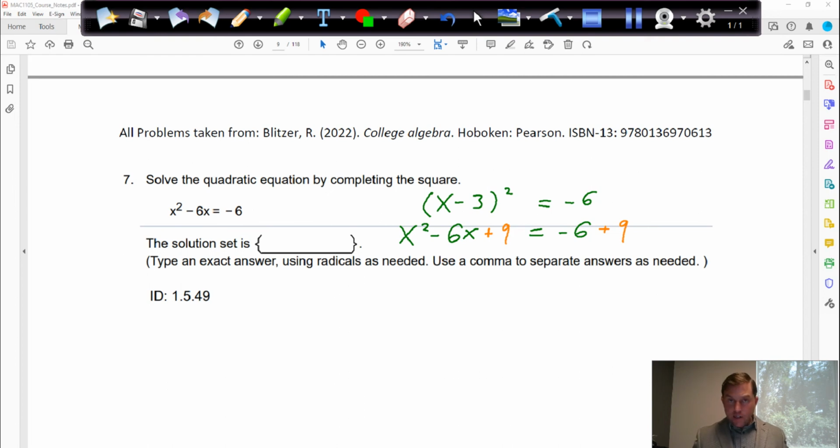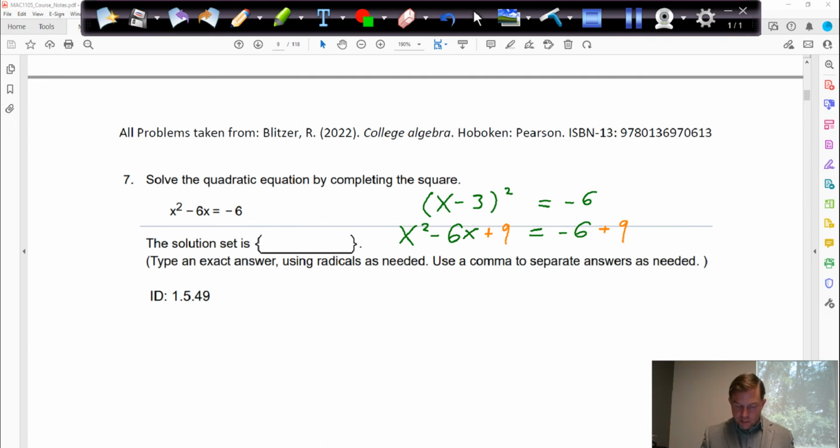So that 9 is going to be there. It has to be there. But this goes back to the first rule I taught, which was you can do anything you want to an expression or an equation, as long as you do it to both sides. So if I add 9 to the left side, then I must add a 9 to the right side, and everything balances out. So it truly is adding a 9 to both sides.